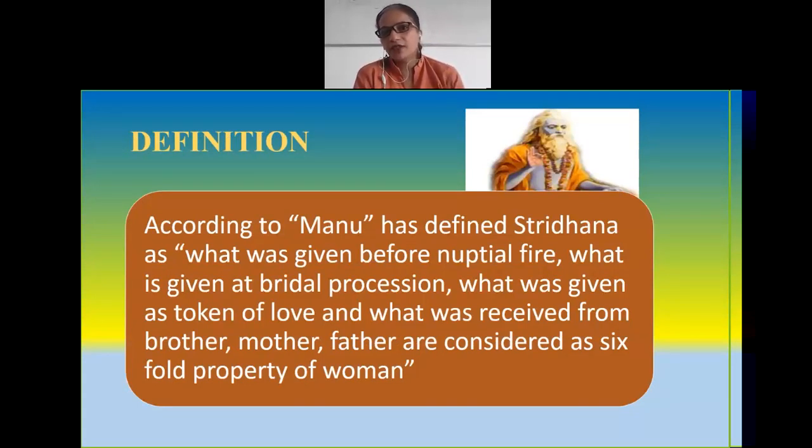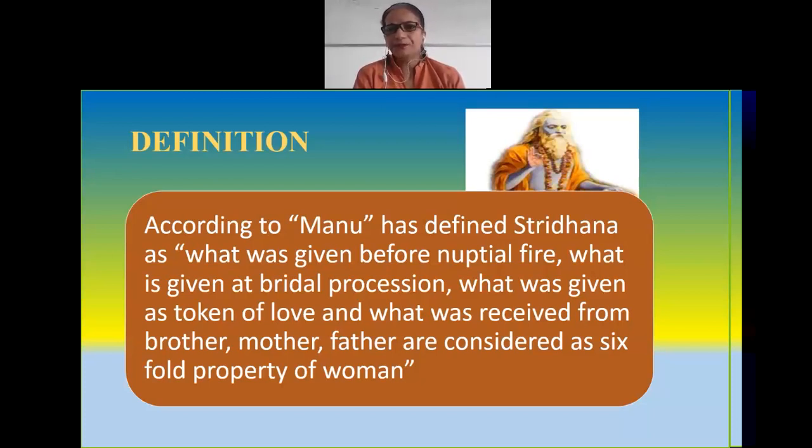Let us see the definition which we get in one of our earliest and very important texts, written by Manu. What has he said about Stridhan? According to Manu, Stridhan is what was given before the nuptial fire, what is given at the bridal procession, and what was given as a token of love, and what was received from brother, mother, and father. These are considered the sixfold property of a woman. This is nothing but Stridhan.